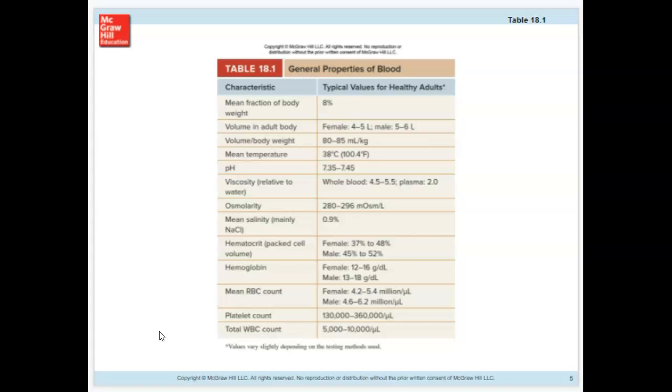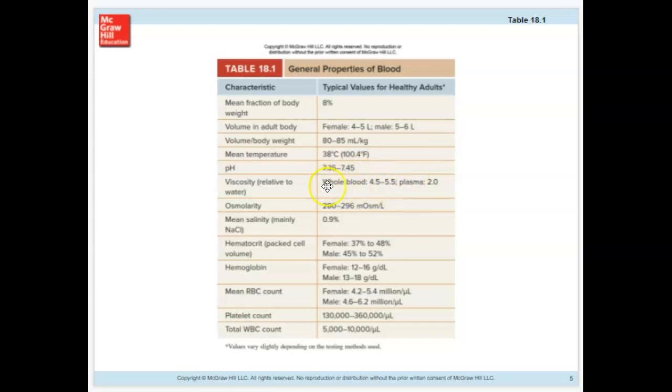Regarding blood, we have some normal values, some properties we need to know. For example, regarding the volume in an adult, it's going to be about 5 liters. Regarding the temperature, it's going to be about 38 degrees Celsius, about 100 degrees Fahrenheit. Our normal value of pH for blood is going to be 7.35 to 7.45. If you remember from A&P 1, below 7.35 is going to be acidosis, and above 7.45 is going to be alkalosis.